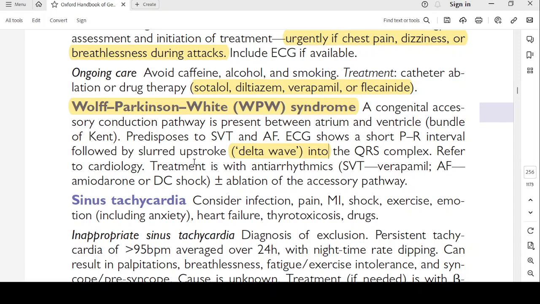Refer to cardiology. Treatment is with antiarrhythmics if there is an SVT. See, WPW can present either with an SVT or AF. So if there is an SVT, you need to give verapamil. And if there is atrial fibrillation, you need to give amiodarone or a DC shock, plus or minus ablation of the accessory pathway.